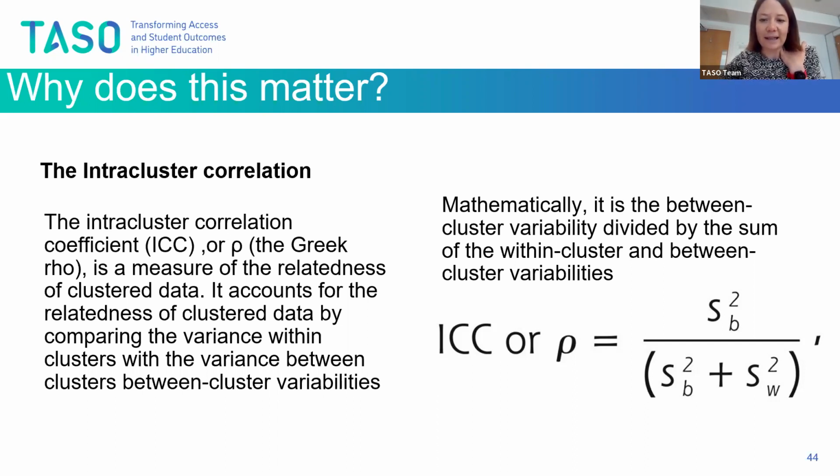Mathematically, on the right-hand side, all that this equation is spelling out is that to get the ICC, the intracluster correlation, we look at the between cluster variability and divide that by the sum of the within cluster variability and the between cluster variability together.